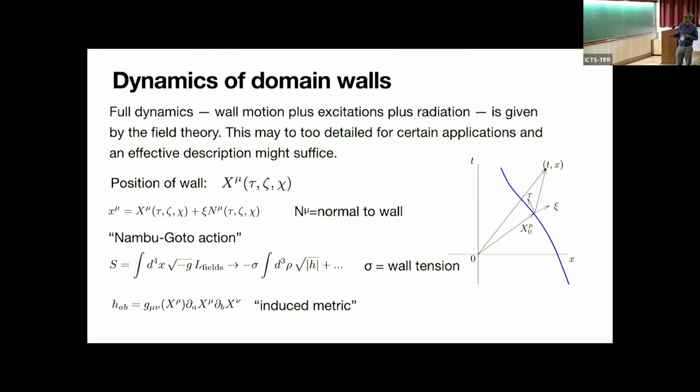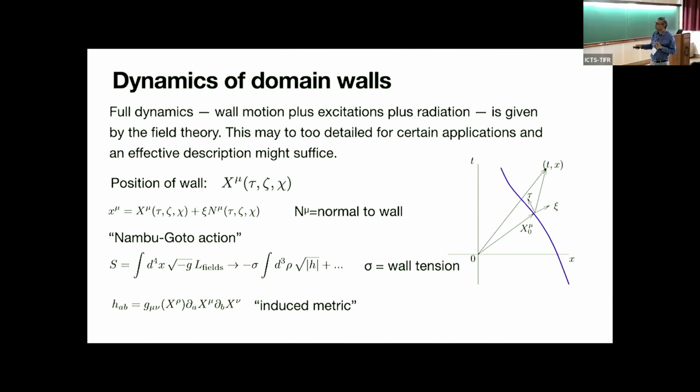And you can rewrite the field theory action in terms of these new coordinates, tau, zeta and chi. And basically, all that you're doing is that when you go to these new worldsheet coordinates, the Lagrangian of the fields becomes a function of this capital X, because the thickness is assumed to be small. And what you derive from it is what's called the Nambu-Goto action, that the action is just minus sigma, which is the wall tension, times an integral over the worldsheet coordinates times the square root of the determinant of the worldsheet metric. So everything is described in terms of this capital X. Of course, this is the leading action. Then there are other terms, but the other terms are assumed to be small.